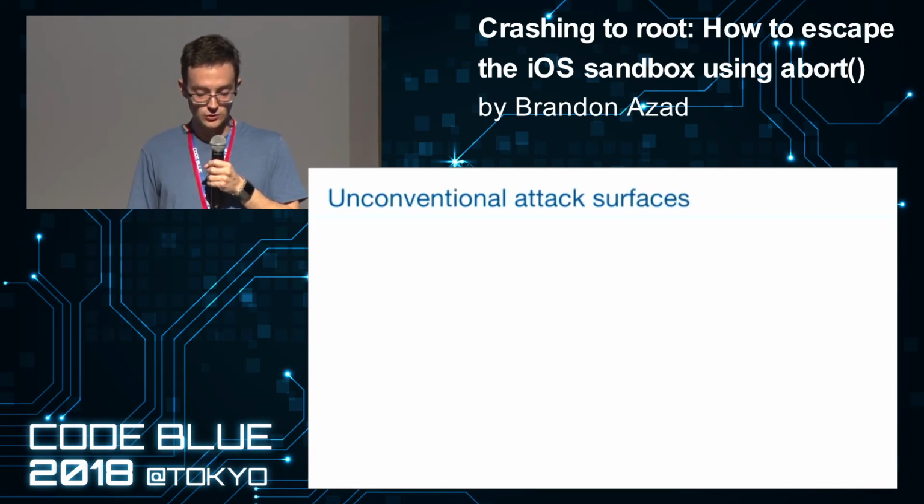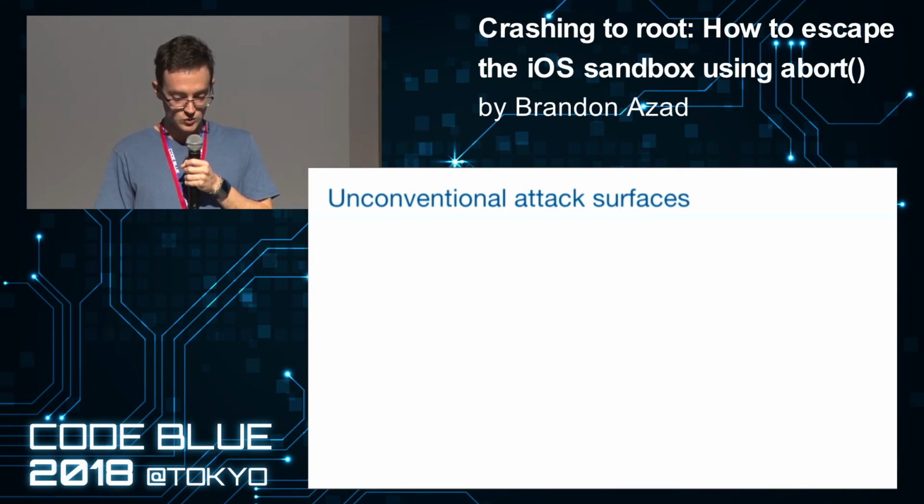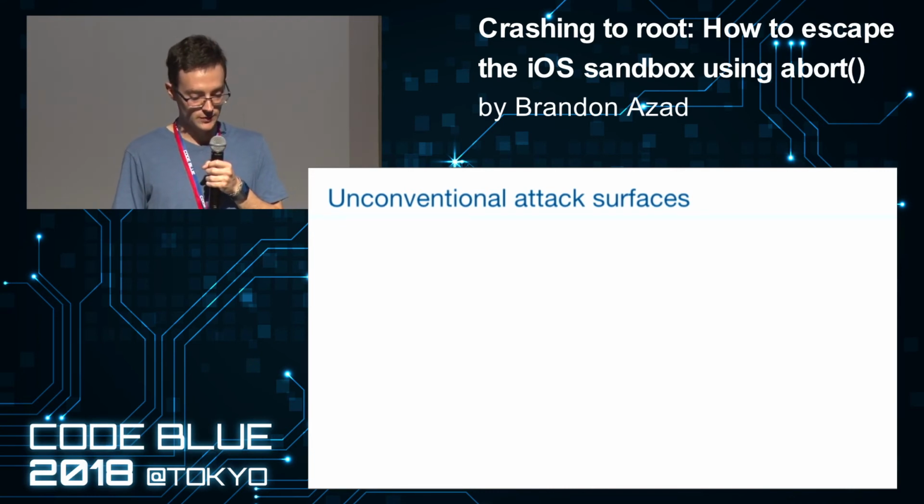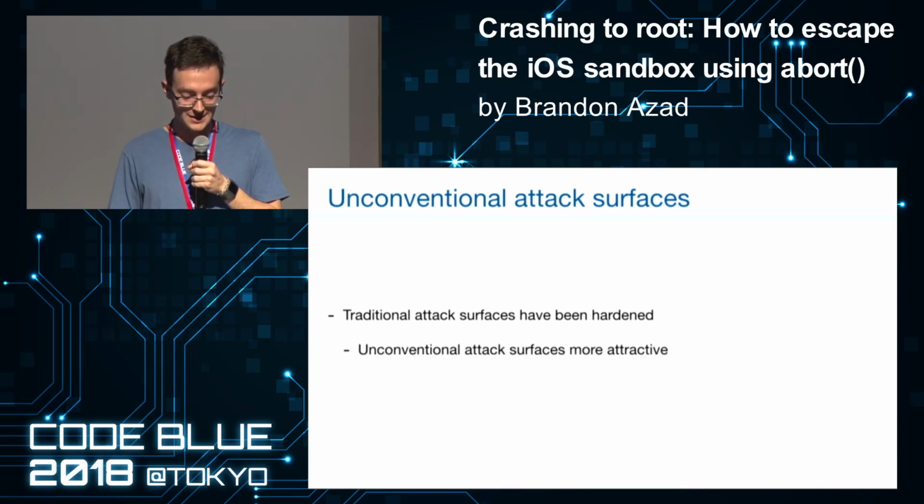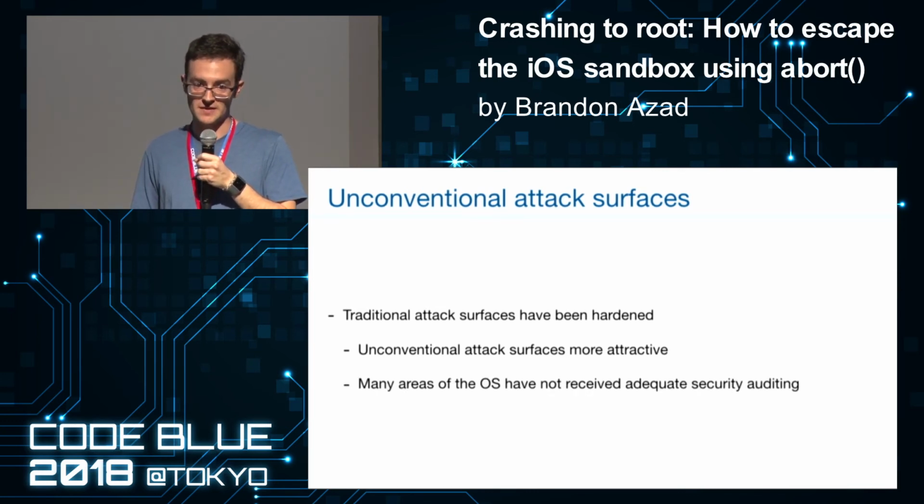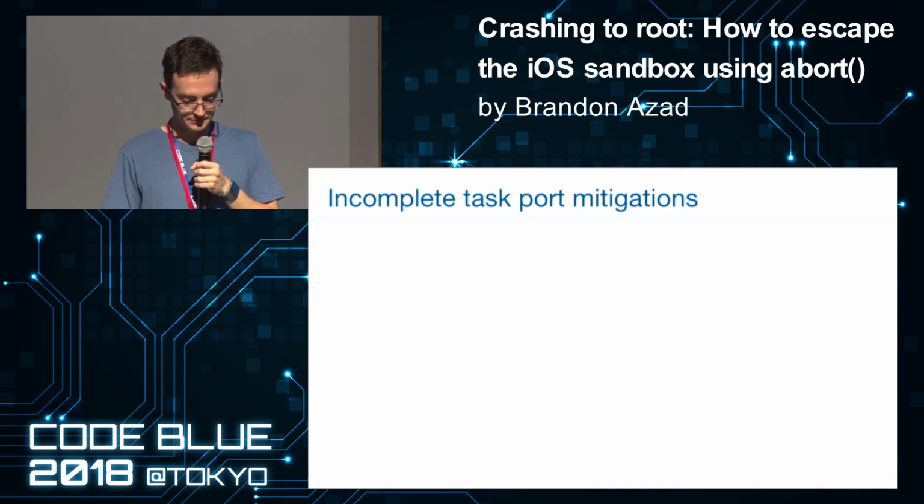Also, the reason I started looking at crash reporting to begin with was because it was an unconventional attack surface. The traditional attack surfaces that have been used in past exploits have been significantly hardened, which makes unconventional attack surfaces much more attractive to exploit developers. And many areas of the operating system have not received adequate security auditing, despite the huge risk that they pose if they're compromised.